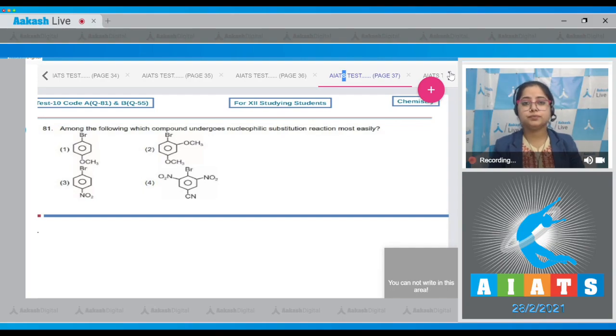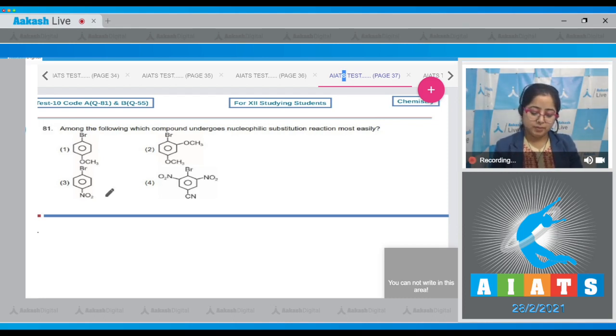Question number 81. Let's read the question. Among the following, which compound undergoes nucleophilic substitution reaction most readily? Student, for this question, we need to know that the compound having less electron density in the ring will be more reactive, or will undergo nucleophilic substitution reaction most easily.